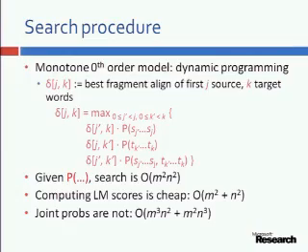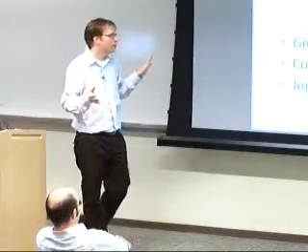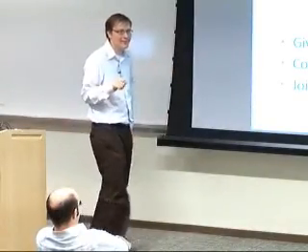The search here is pretty easy. Since we don't condition on anything about the prior fragment structure, we only need to remember the one best fragment that covers the first J source words and the first K target words. And then we can use this simple dynamic programming algorithm in order to find the best sequence. Works okay. Unfortunately, it's really slow.